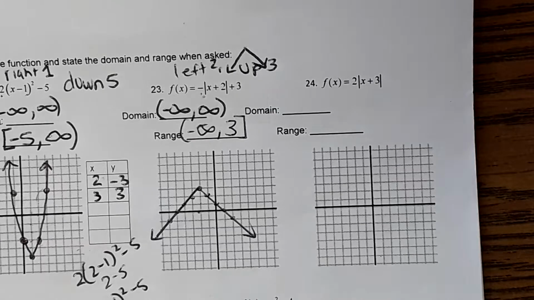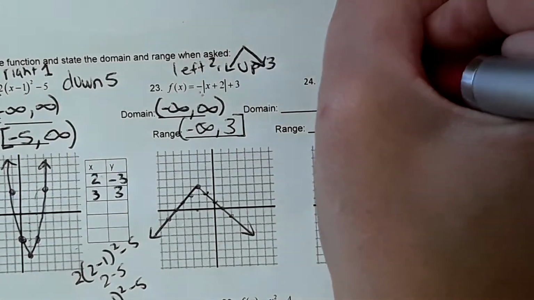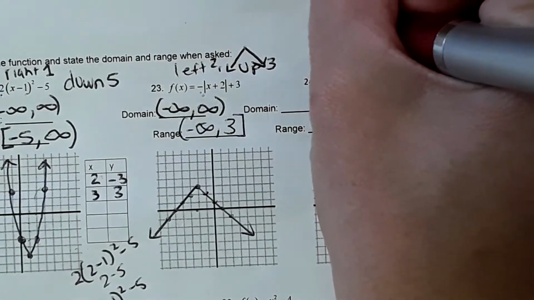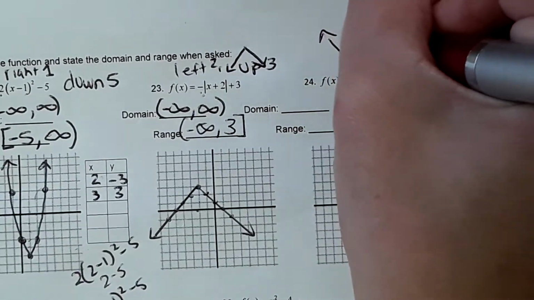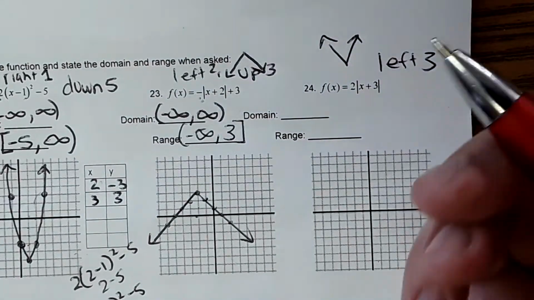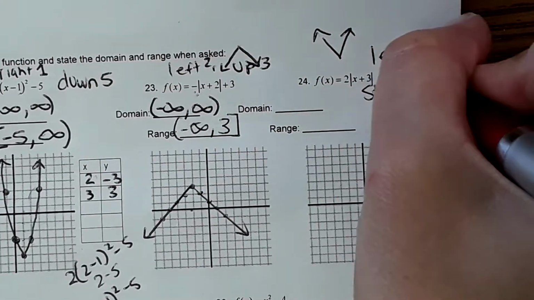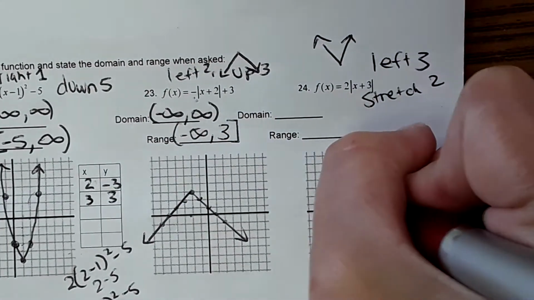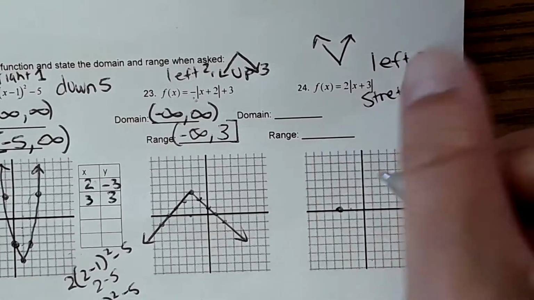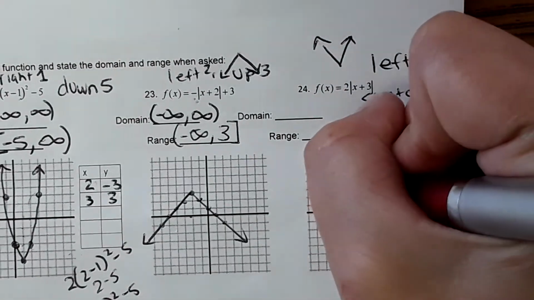24 is a quadratic as well. We have a stretch of 2. X plus 3, that would be left 3. Stretch of 2. So 1, 2, 3. And then I'm going to go up 2 over 1.